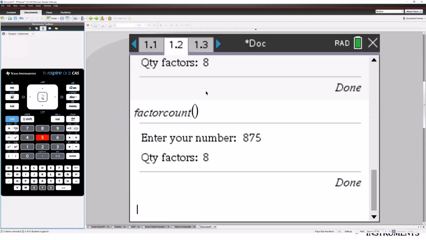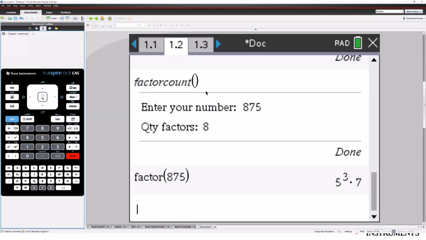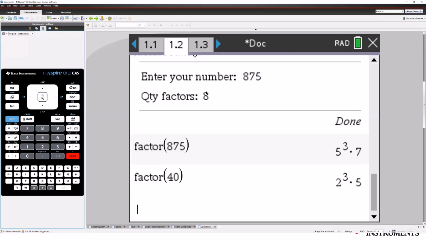Now this is a command that's built into the calculator. That's 5 cubed by 7. Now the other one that we had in there was 40. That can be expressed as 2 cubed by 5. Now if you're thinking back to the example with the playing cards, the base wasn't really important. It was, if you like, the quantity of each prime number that seemed to be important. So we've seen 2 different numbers with exactly the same prime factorization.